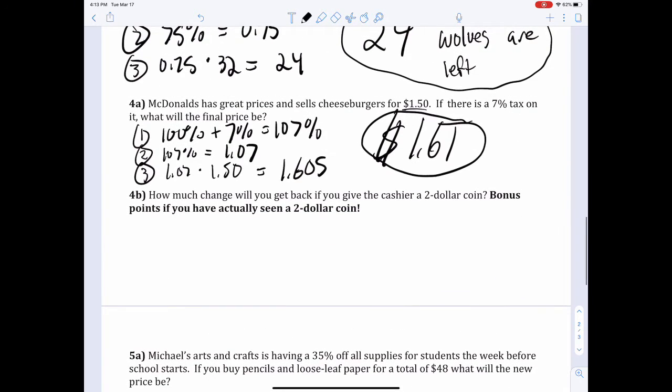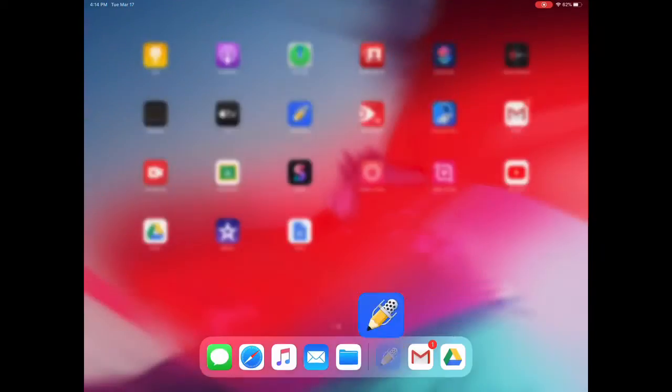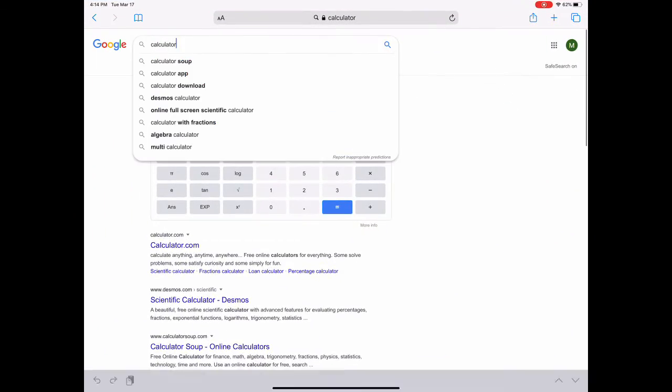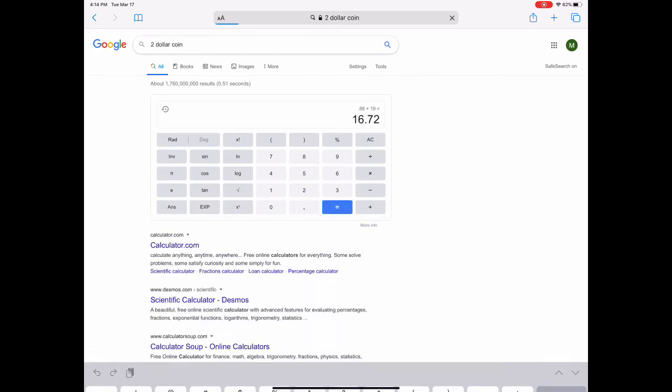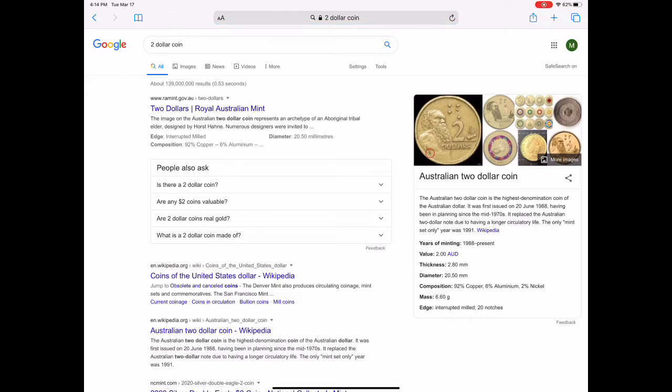How much change will you get back if you give the cashier a $2 coin for that question? Who's actually seen a $2 coin? They are out there. They don't make them anymore. If you haven't, I'll show you what they look like. Looks something like that. Oh, that's the Australian version.